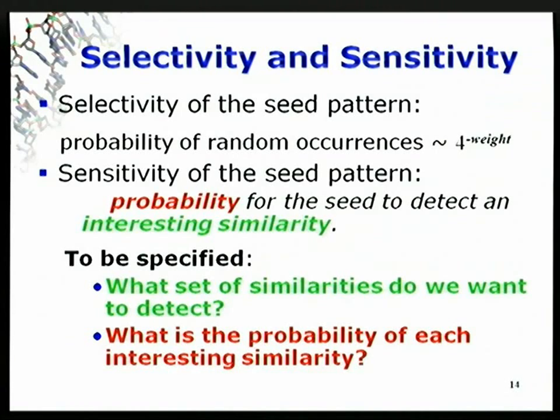In the case of larger alphabets, the probability will be even less. In the case of sensitivity, the situation is more difficult. The natural measure is the probability for the seed to detect an interesting similarity, but it isn't obvious how to calculate the probability. To summarize, we have to specify two things: what is the set of similarities we want to detect, and what is the probability of each interesting similarity.